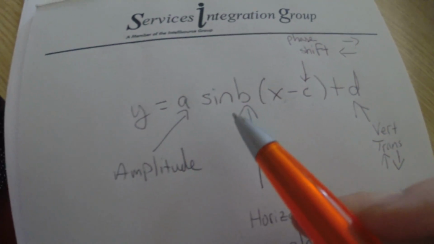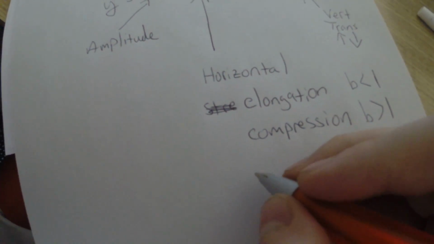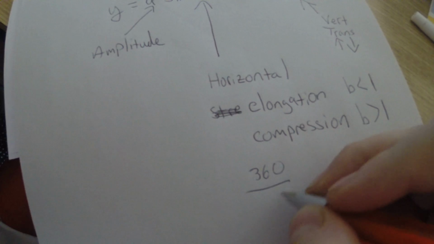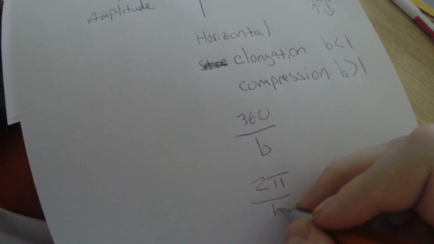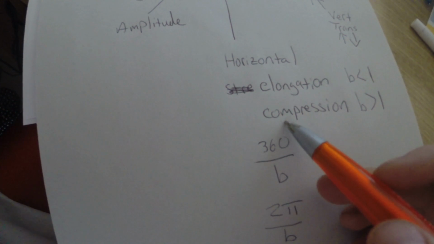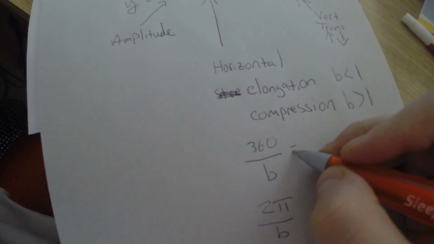Also note that since in this particular question they're asking about period, B represents the period, and that is going to be found using either 360 over B or 2 pi over B. All right? We commonly have been using 360 over B, but it can be 2 pi over B, and that's fine as well. And these would give us period.